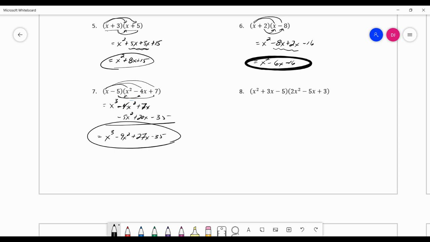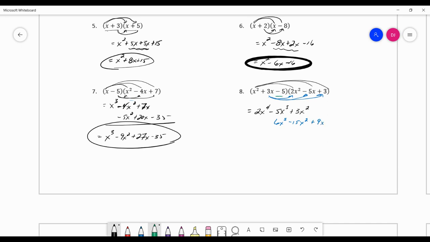Okay. In number 8, I'm going to use that same method, right? So number 8, x squared times 2x squared is 2x to the 4th. X squared times a negative 5x is negative 5x cubed. X squared times 3 is 3x squared. I like using my colors, so let's change colors again. 3x times 2x squared is 6x cubed. 3x times negative 5x is a negative 15x squared, and 3x times 3 is 9x.